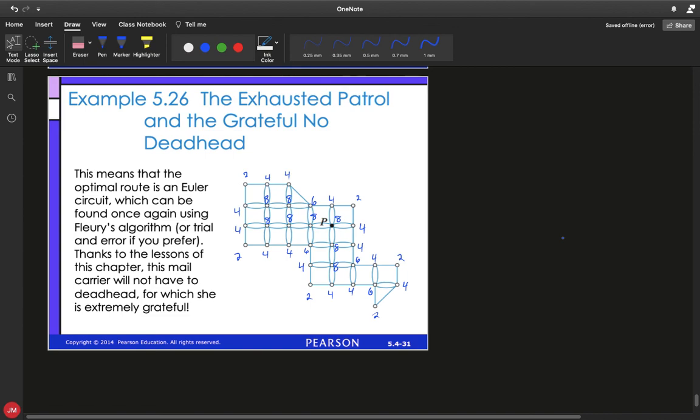All right, guys, that wraps things up for Chapter 5. We've now solved those street routing problems that we started off the chapter with. That kind of bookends the chapter nicely for us.